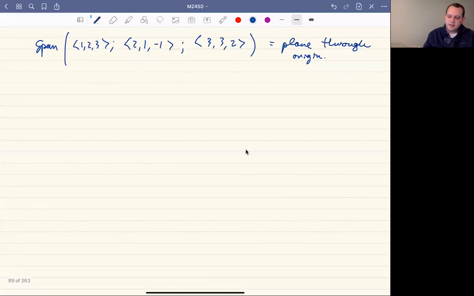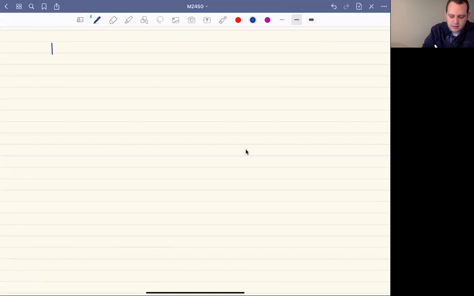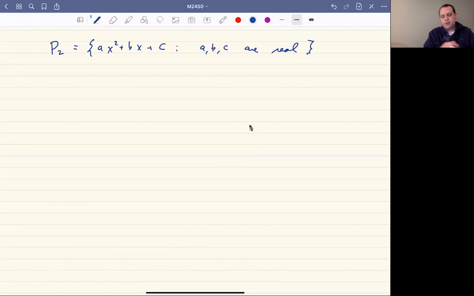Okay, in our next example, let's look at the set of polynomials. In our case, let's just look at P2. This is the set of polynomials of degree at most 2, where a, b, and c are real numbers, and we're looking at the set of polynomials ax squared plus bx plus c. This is a vector space, as we've talked about.